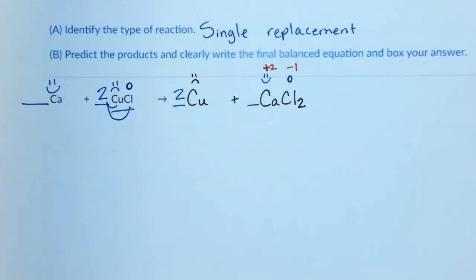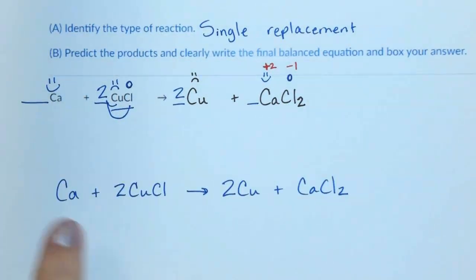This is balanced. Final answer is calcium plus 2 copper chlorides yields 2 coppers and 1 calcium chloride.